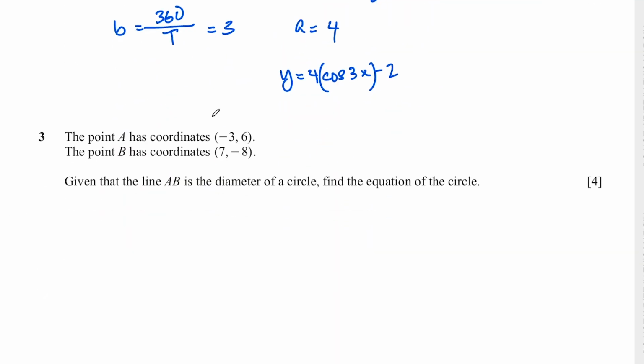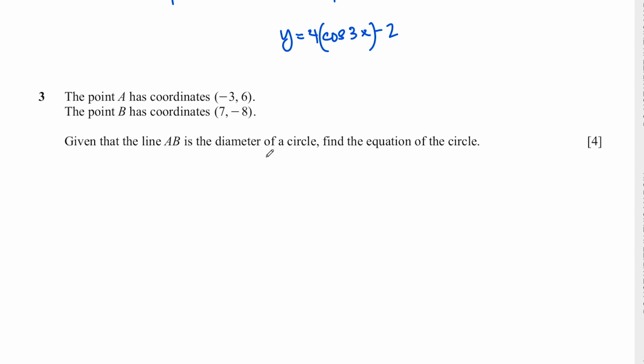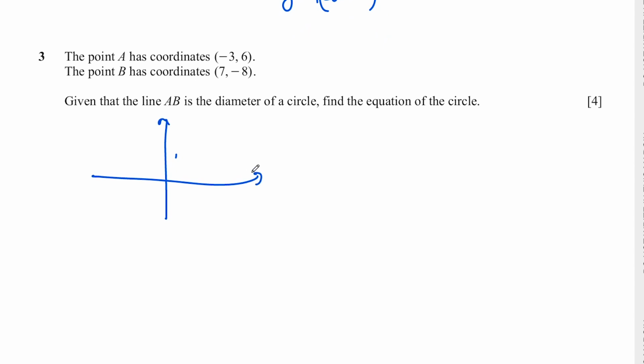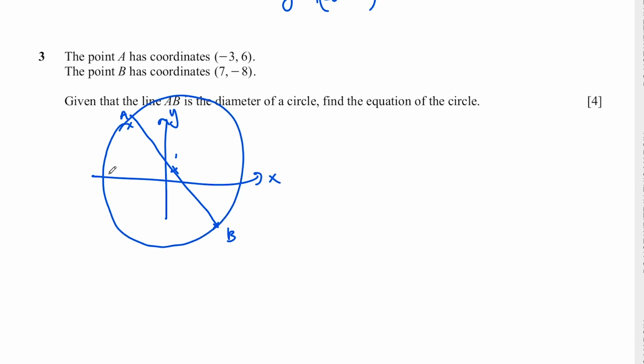Okay, next is a coordinate geometry question. Point A has this coordinate, point B has this coordinate, and given that the line AB is the diameter of a circle, find the equation of the circle. So maybe we can try and sketch it first. So draw the Cartesian plane, x and y. Right, so -3 will be somewhere around here. That's A. B at 7, -8 around here. Doesn't have to be accurate, it's just a sketch. So this is the diameter of a circle. The center will lie here and the circle will be like that.